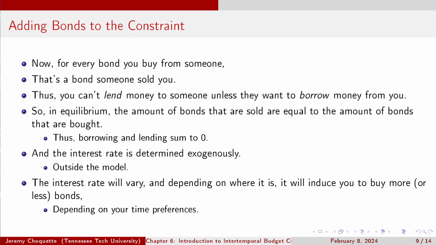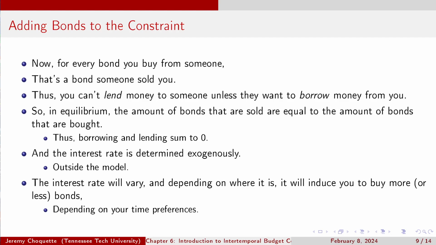And the interest rate is determined exogenously, meaning it's chosen outside the model. Now, the interest rate's going to vary. Depending on where it is, it'll induce you to buy more or fewer bonds, right? If you have a higher interest rate, higher return on bonds, you're probably going to want to buy more bonds. If you have a lower interest rate, you're probably going to want to buy fewer bonds. It's all going back to the term structure of interest rates and all that.